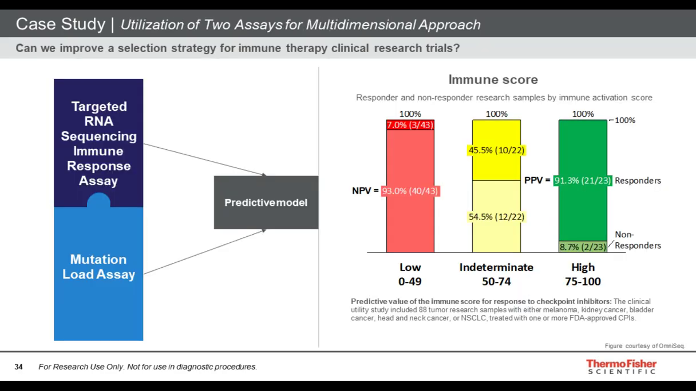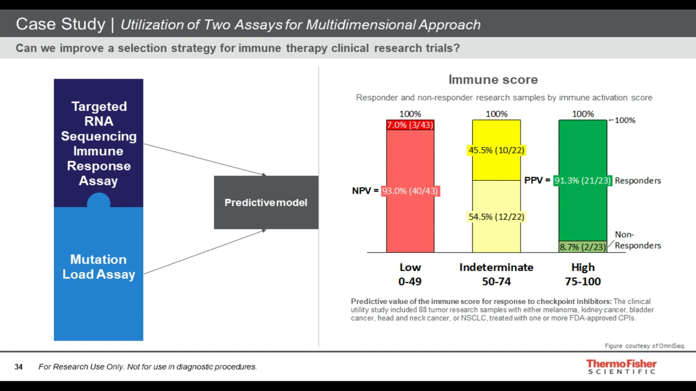The second example that I'm showing here comes from our collaborators at OmniSeq. They've combined the results from our immune response panel with those of our tumor mutation load assay and PD-L1 immunohistochemistry, all run on the same sample and integrated into a powerful new predictive model, which they've trademarked as the immune report card. The results are extremely exciting in that the positive predictive value for tumors with high immune activation scores is over 90%, as is the negative predictive value for low immune activation scores.